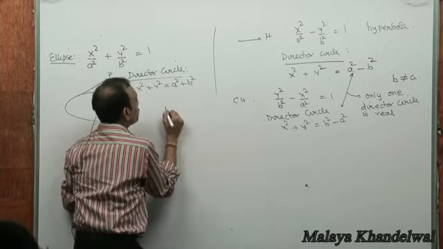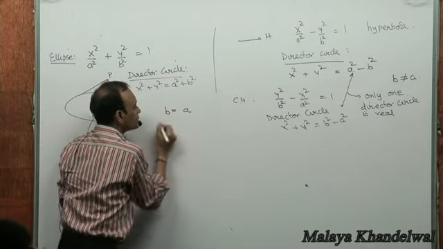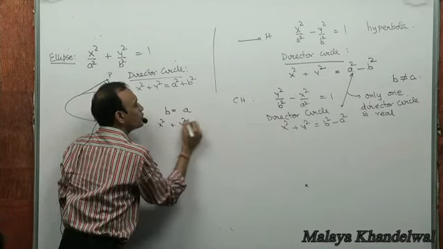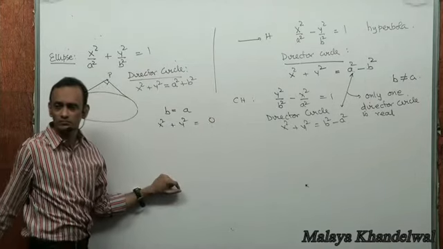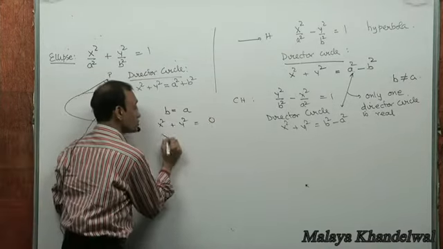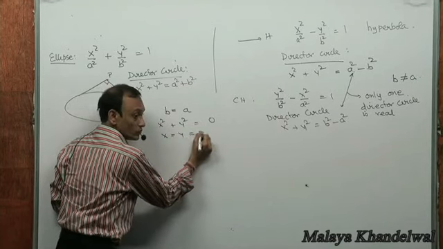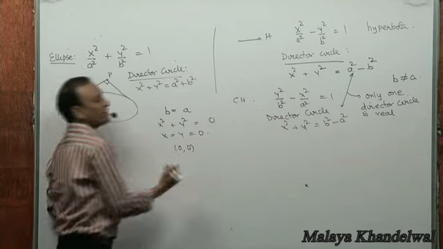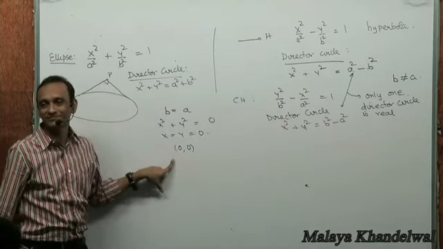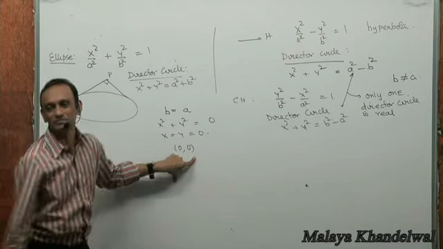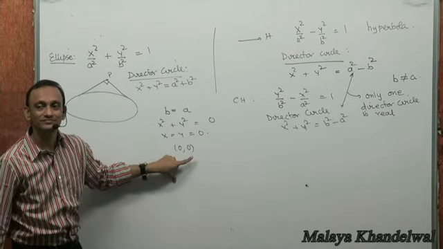But if b is equal to a, then the director circle for both will be x squared plus y squared equal to 0. But if x squared plus y squared equals 0, then x equals y equals 0. That means the director circle is a point circle, which is the center of the hyperbola. Yes or no?